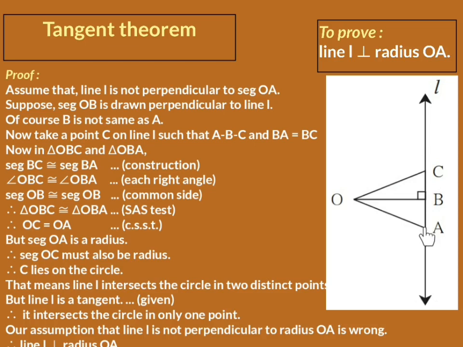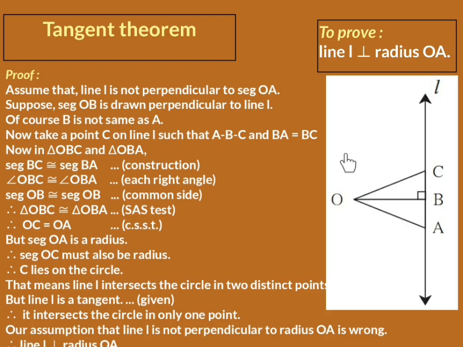Point B is only on line L. And again I am saying, don't forget that point A is on the circle and on line L. Means point A is the common point between circle and line L. Point B is only on the line. Now take point C on line L such that A-B-C and BA equal to BC.